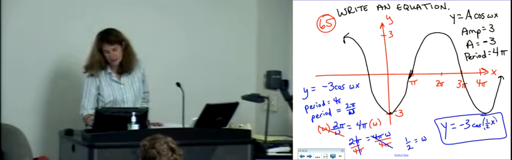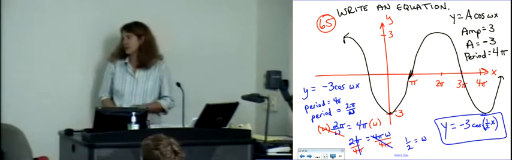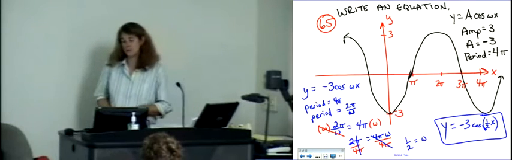All right. -3 cosine 1/2 x. We were finding that value to put in front of the x there in the argument of the trig function.